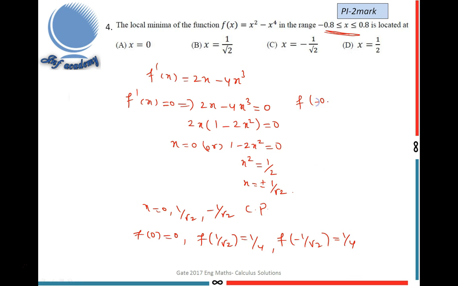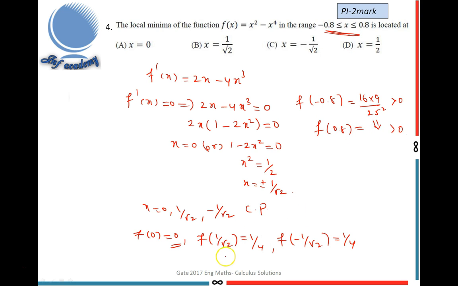Similarly, f of minus 0.8 equal to positive 16 into (9 by 25) square. This is greater than 0, a positive value, because the minimum value 0 is already available. This is also greater than 0. F of 0.8, these two values are equal. This is also greater than 0.